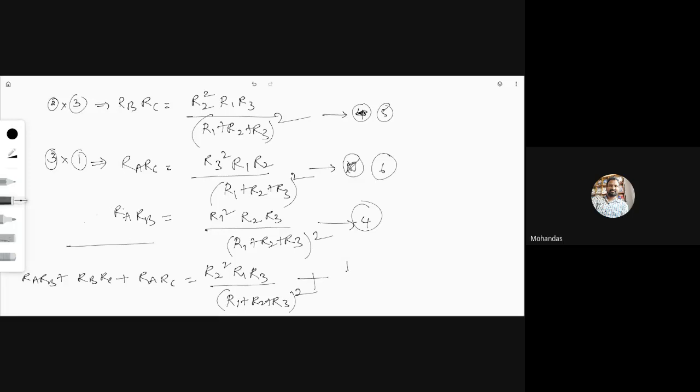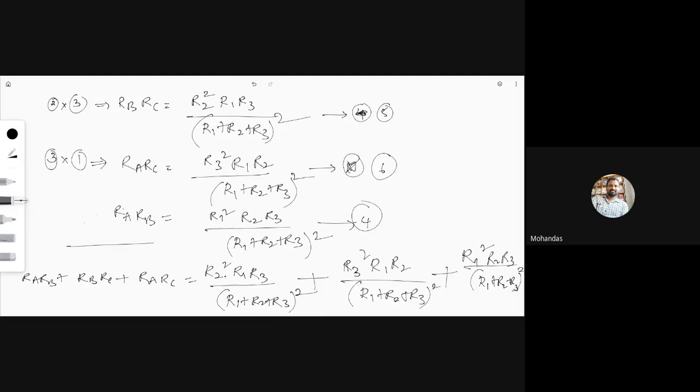Next one is, I add all the terms here. So R2 square R1 R3, R3 square into R1 R2 divided by R1 plus R2 plus R3 whole square, plus R1 square into R2 R3 by R1 plus R2 plus R3 whole square. Now here, let us take the LCM. LCM is R1 plus R2 plus R3 whole square.